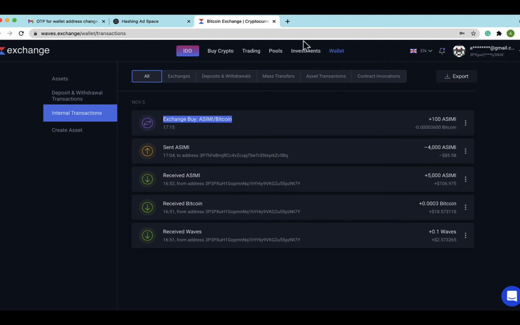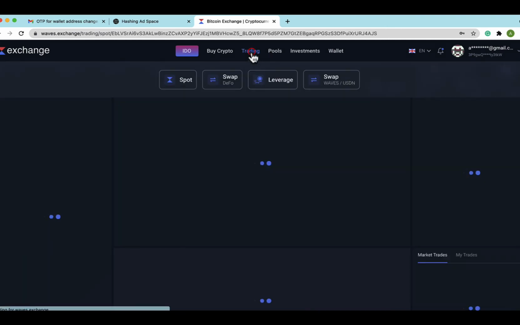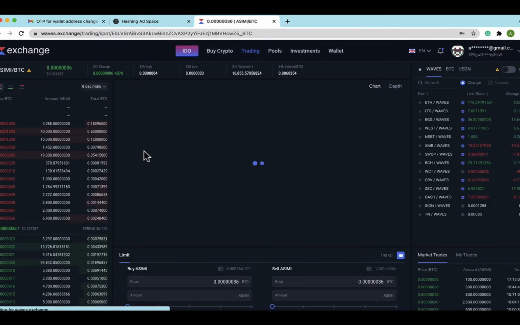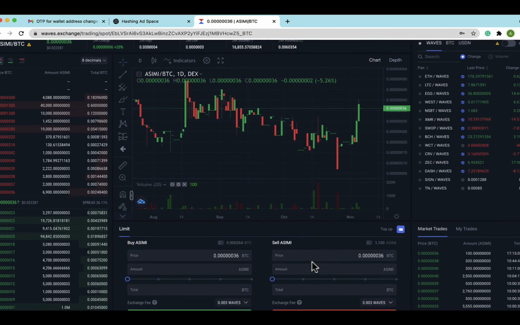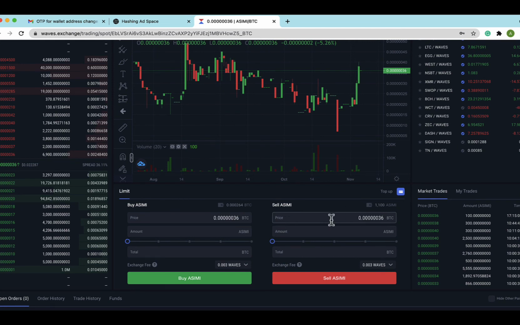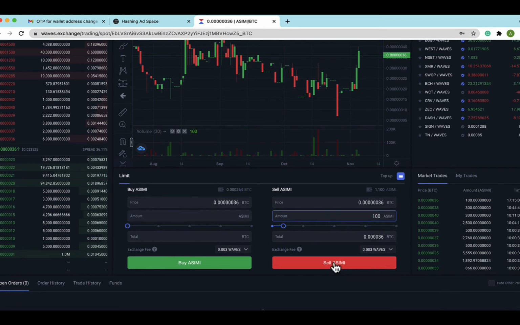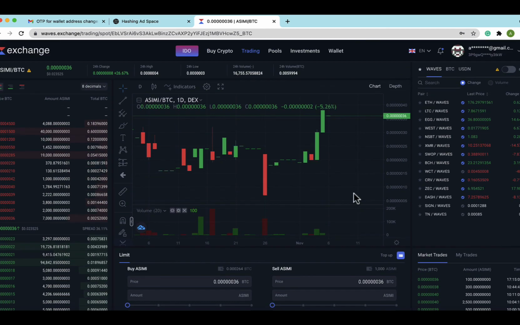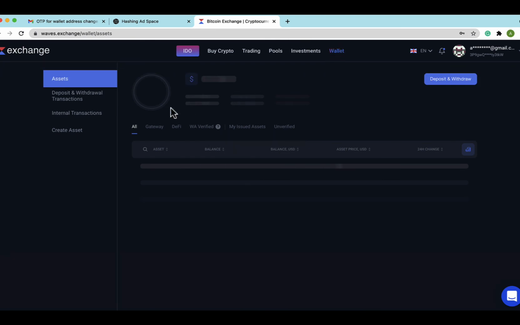So now if we come back to the trading, I'll just show you the exact opposite effect, where we can do exactly the same thing, where we can sell our ASIMI tokens for a price as well. So if we want to sell some ASIMI tokens, we could put the price in, put the amount of ASIMI that we want to sell. So let's say we want to sell them at the same price, just for illustration purposes, and we can click on sell ASIMI tokens. And by doing that, now we've created an order, and when somebody wants to buy the ASIMI tokens, they'll purchase the ASIMI tokens from us, and we will get the Bitcoin. If I scroll back up, we'll see the Bitcoin back in our wallet.